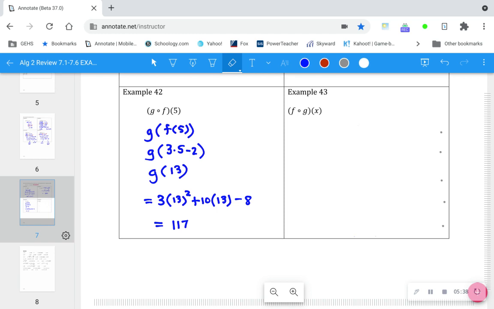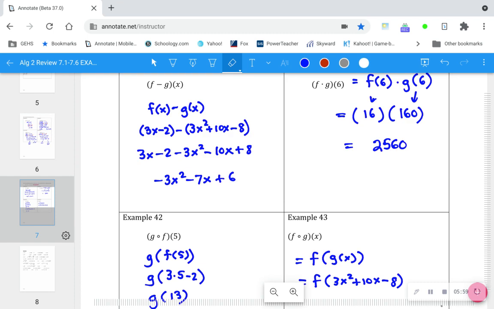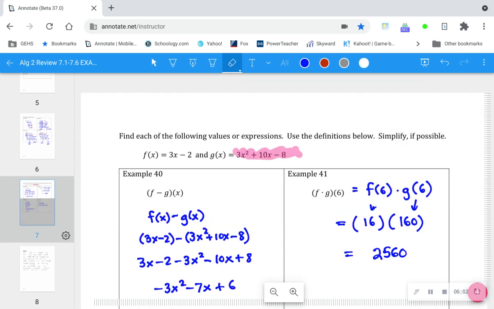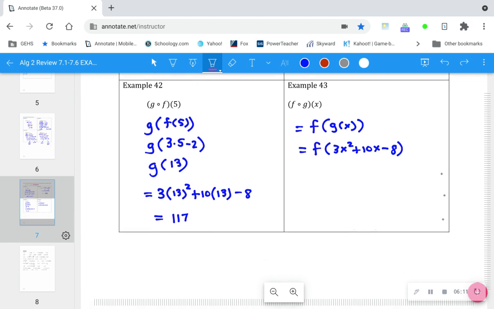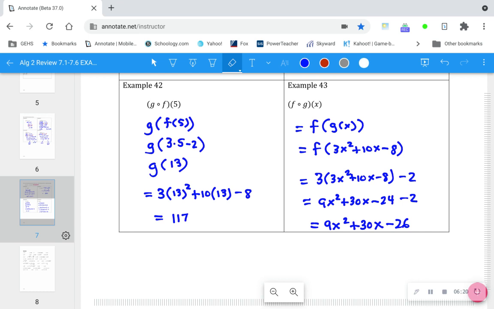Okay, the last one here is example 43, and it's f of g of x. And with f of g of x, you're going to take f of g of x. That's what it means. So we're going to put g of x inside. And you can see I copied that function we had at the top. And then I'm going to take that and plug it into the other function. And so that trinomial is going to take the place of this x. So we're going to stick that trinomial in where that x is. And you'll see it here in a minute. You'll triple it and subtract 2. Distribute. And collect your like terms to finish it up.